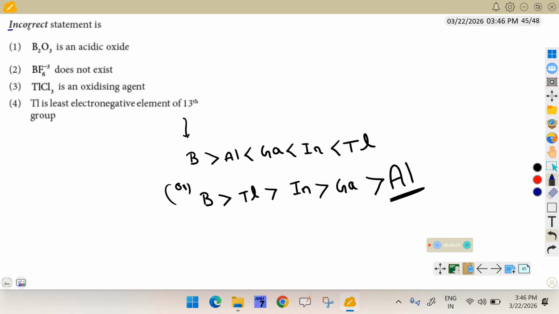Correct statement is? B2O3 is an acidic oxide, correct. BF6 3 minus does not exist, correct. TlCl3 is an oxidizing agent, correct. Tl is least electronegative? No. In 3A group, the least electronegative element is aluminum. Highest electronegative element is boron. So the incorrect statement is the fourth one.